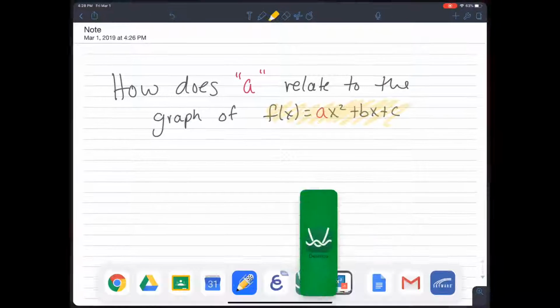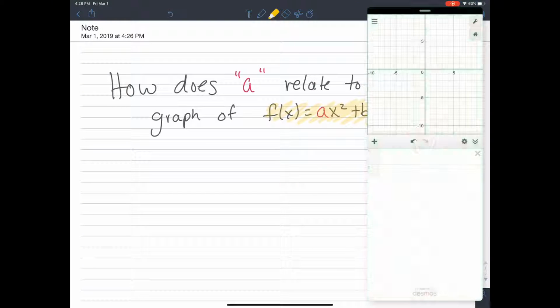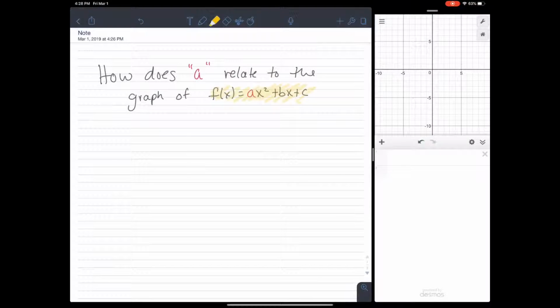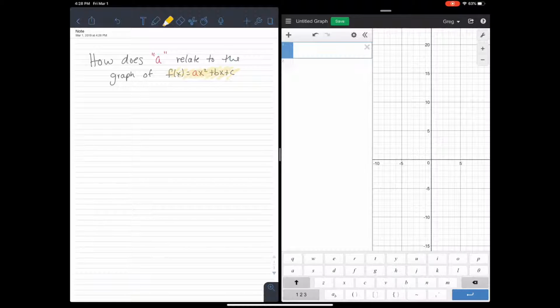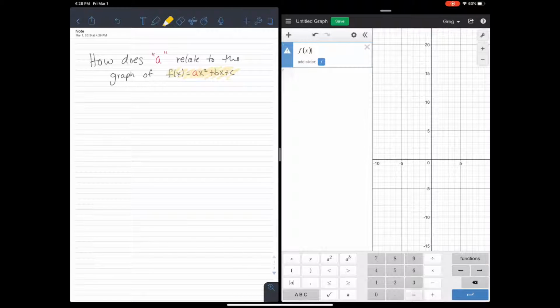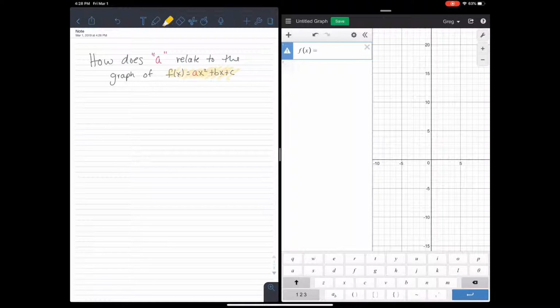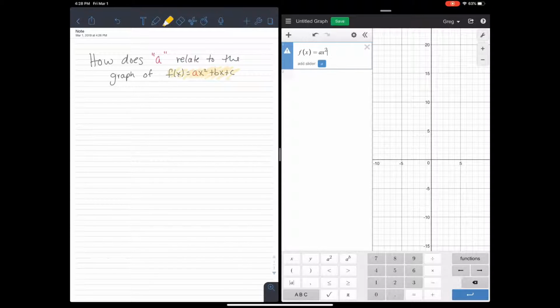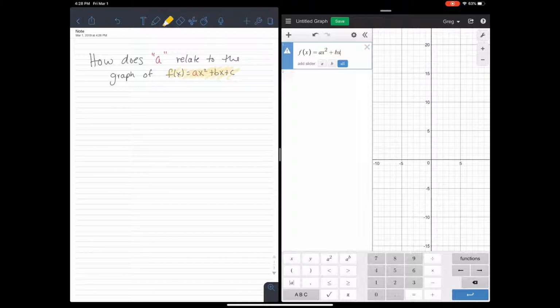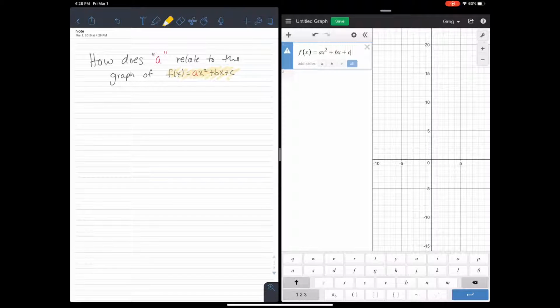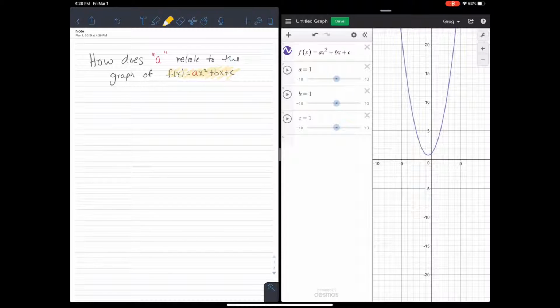So I'm going to go ahead and pull up a graph here. And what we're going to do with this graph is we're going to make a quadratic function. So we're going to type in f of x, and then we're going to make it equal to ax squared plus bx plus c. And then we are going to add these sliders because what we're saying is a, b, and c can be any single number at all, so it doesn't matter what they are. So our goal is to describe what does a do.